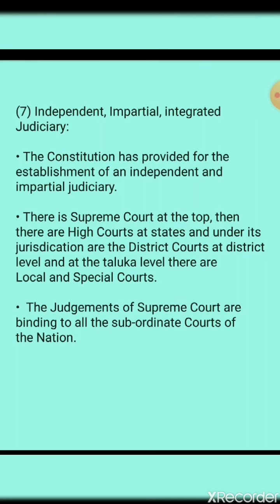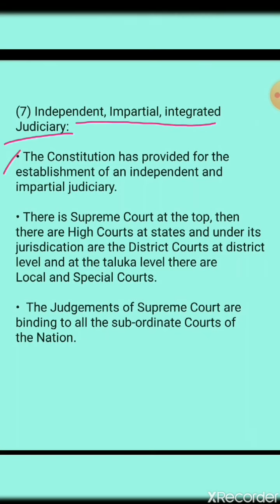Now we'll start with the independent, impartial and integrate judiciary. The word independent says that the judiciary has been kept independent. Why has it been kept independent? That we'll see in this topic. Impartial means no partiality is done by it, and integrate means a deep study can be seen over there.